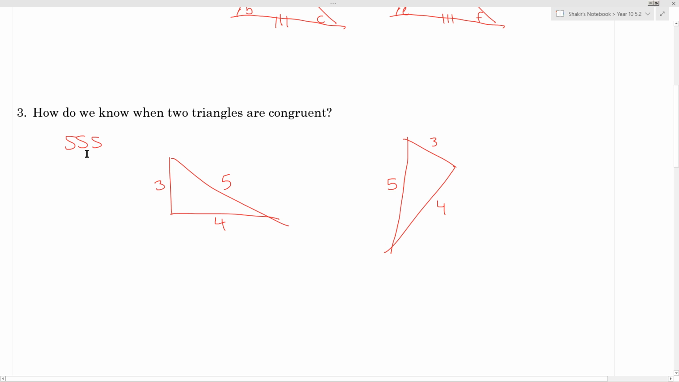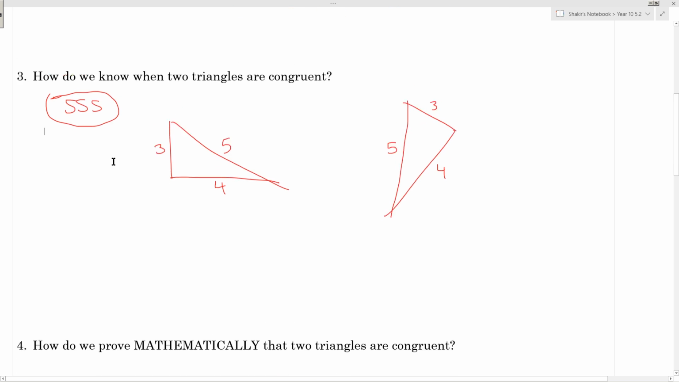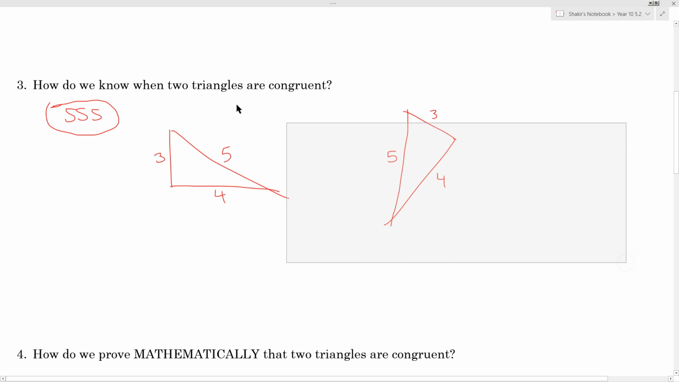If you know 3 sides of one triangle are identical to the 3 sides of another triangle, then you can conclude that the 2 triangles are congruent. And we say the test for that, they're congruent to each other by virtue of SSS. Okay, and I'll show you how to state this mathematically in a bit. I'm just going to cover the other proofs.